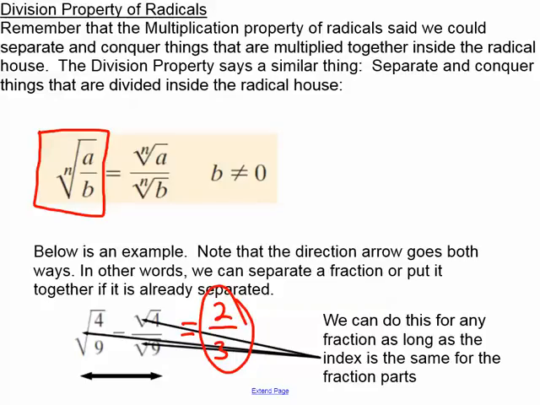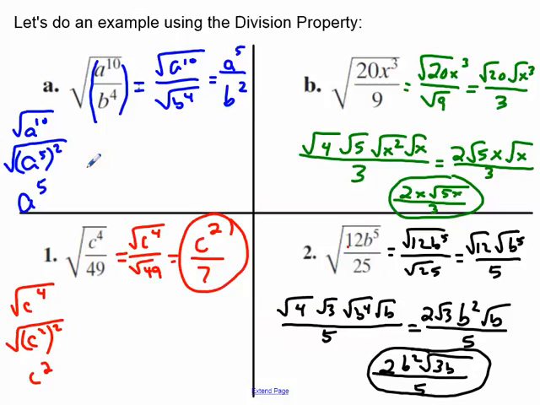Alright, so we're going to use the division property of radicals to simplify radicals as well. Here's our division property of radicals. It says that if we've got some square root of or nth root of a over b, we can rewrite it as square root of or nth root of a over square root or nth root of b, whatever that n index is. But we can also, instead of separating and conquering, combine and conquer. So that's the topic today, is combine and conquer.